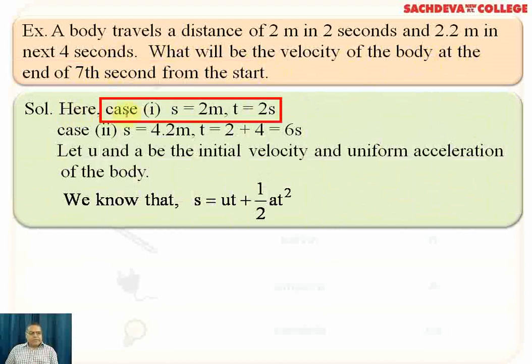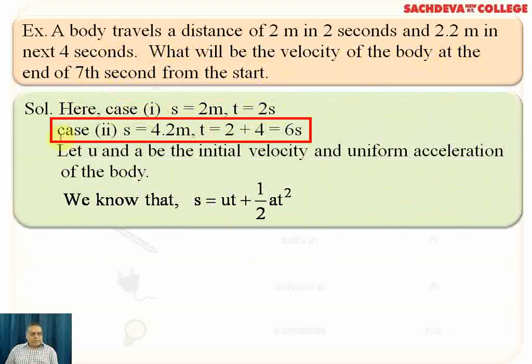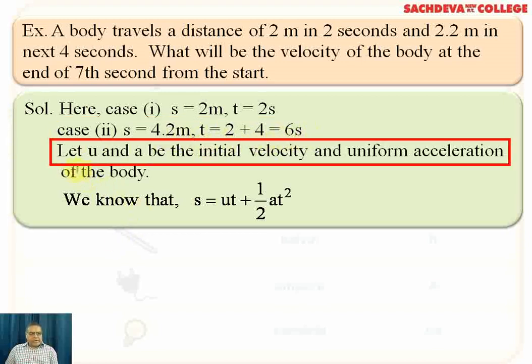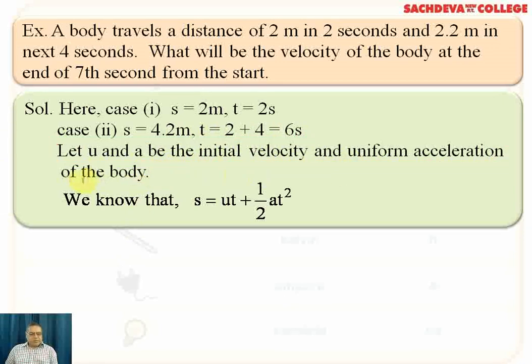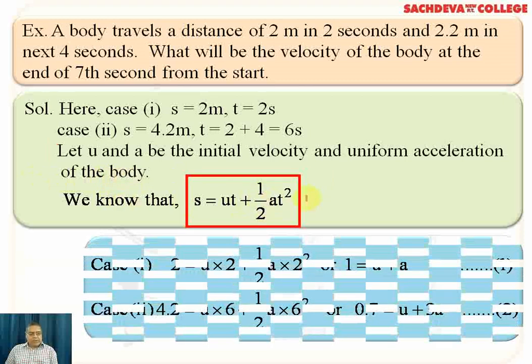So here in this case we find s is 2 meters, t is 2 seconds. Now in case 2, s is 4.2 meters and t is 2 plus 4, that is 6 seconds. Let u and a be the initial velocity and uniform acceleration. So we have to apply the formula s is equal to ut plus half at square.